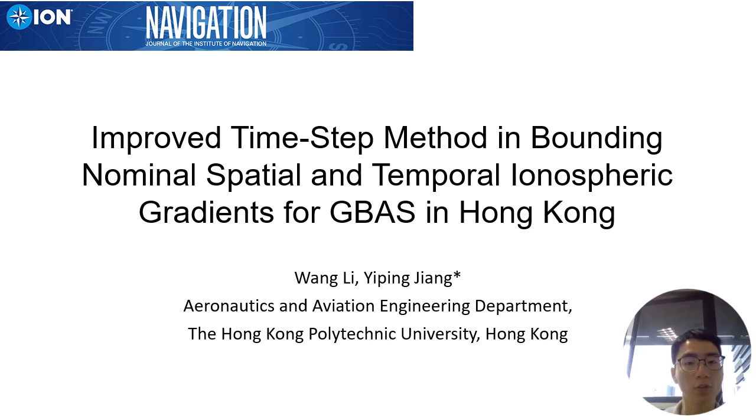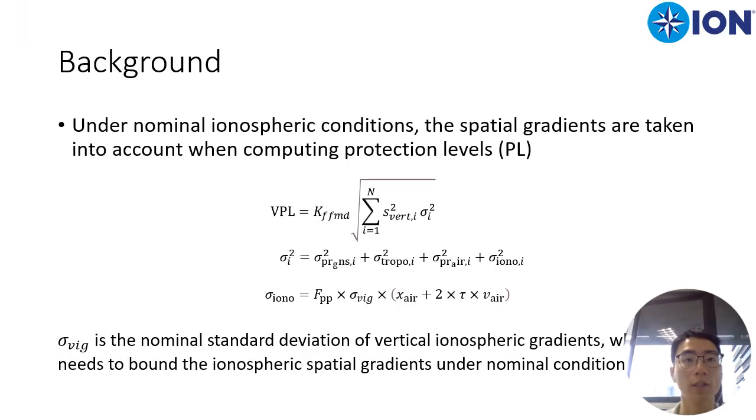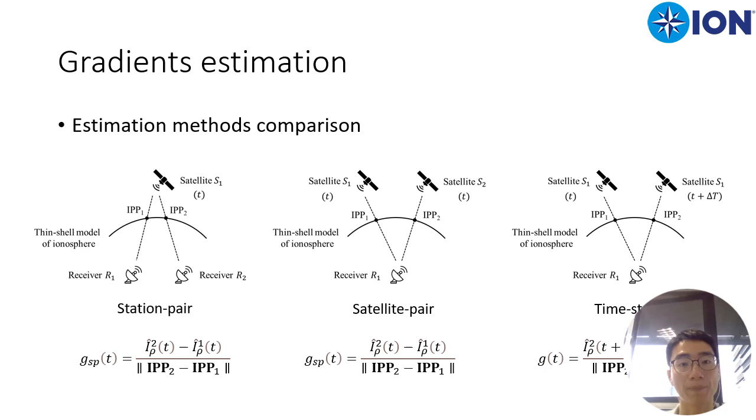So this is the 2-minute review of improved timestamp method involving nominal, spatial, and temporal ionospheric gradients for GBAS in Hong Kong. I'm Wang Li from the Hong Kong Polytechnic University. We know that under nominal ionospheric condition, the spatial gradients are considered into the protection levels computed by the following three equations, and the key element is the nominal standard deviation of vertical ionospheric gradients, which is what we'll focus on in this study.